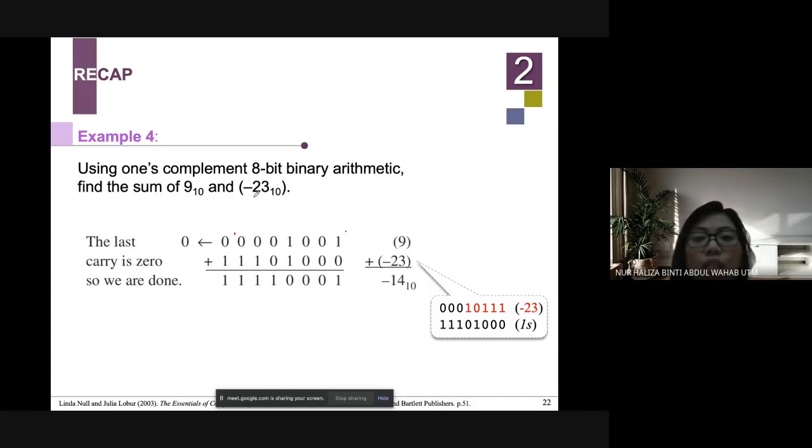And another one is 23. I will tackle this first. Okay, it is 23, and I see there is a negative in front of this 23. So that's why I will put this as 1 at my MSB. So that's why I put 1 over here.